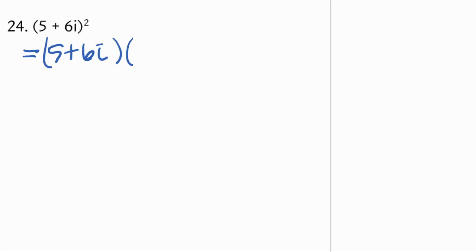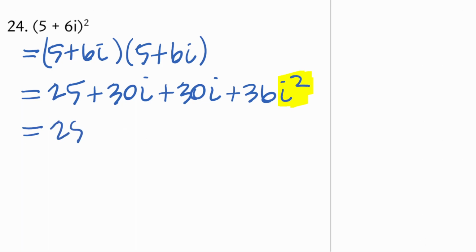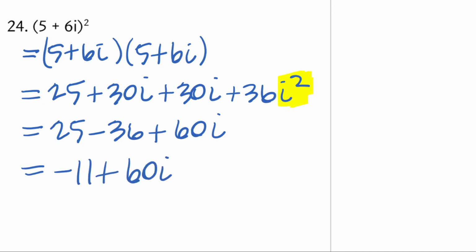So I'm actually going to multiply this out. 5 plus 6i times 5 plus 6i. And then I'm going to distribute, so 5 times 5, 5 times 6i. The other 6i times 5 will also be 30i, and then 6i times 6i is going to be positive 36i to the 2. Make that substitution there. Let's say this is 25 minus 36 plus 60i. Okay, so 25 minus 36 is negative 11 plus 60i, and that's standard form.